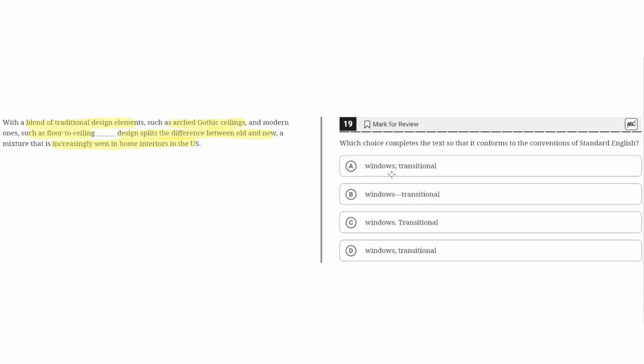A. Windows, semicolon, transitional. This is incorrect, because for a semicolon to be viable in this case, there must be two independent clauses. But in this sentence, there is only one independent clause, which is this whole sentence. Therefore, a semicolon cannot be used in this place. So we can eliminate A.